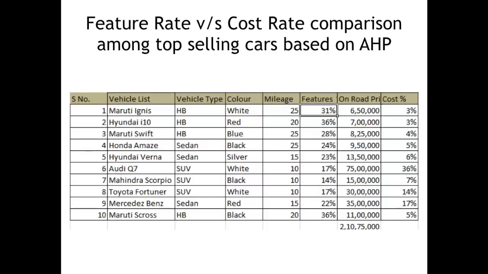Now, we do the cost benefit rate analysis to decide which car is most efficient to buy. Here, you can see the feature rate versus cost rate comparison among top selling cars based on AHP. As you can see, the vehicle list is all over here. We have seen this complete table before. What we have not seen is this ranking of features. We have calculated the ranking on features and the percentages based on the scores and weights given by AHP. We have assumed the on-road cost prices, and hence we have found out the cost percentages according to the features percent and the on-road price.